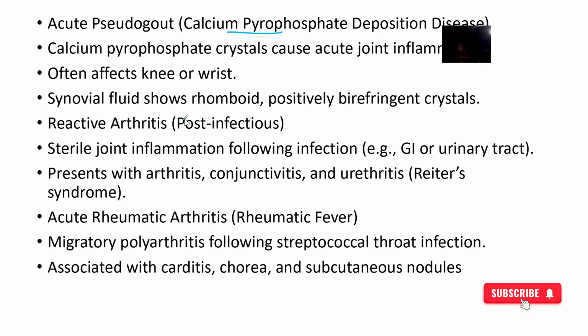Then reactive arthritis, that one is like after infections, sterile joint inflammation. So this one there's an inflammation and is after an infection, so there's no infection in it. Even if you culture the fluid, there will be no issue and there will be no infections detected. So present with arthritis, conjunctivitis, and urethritis, that's Reiter's syndrome.